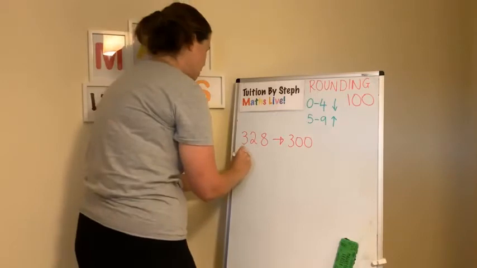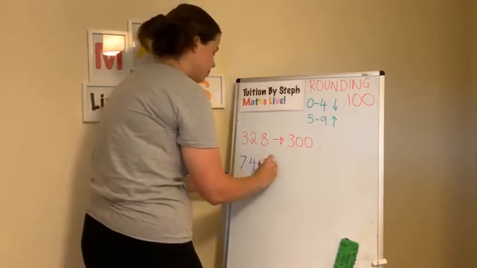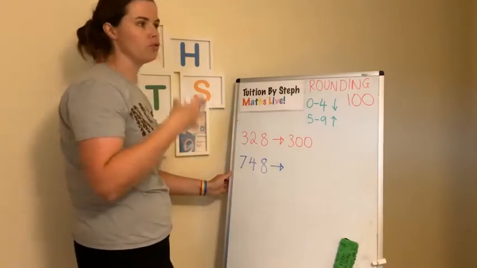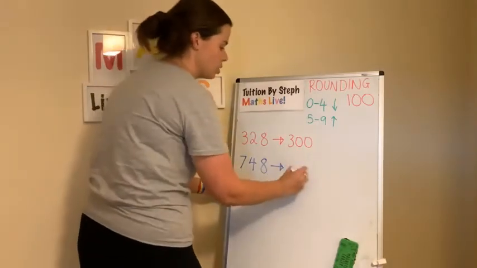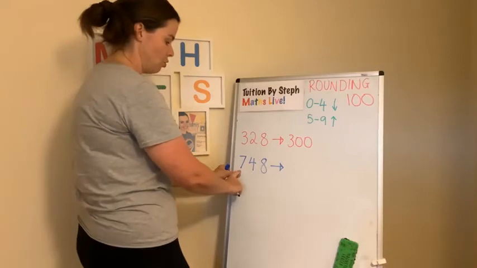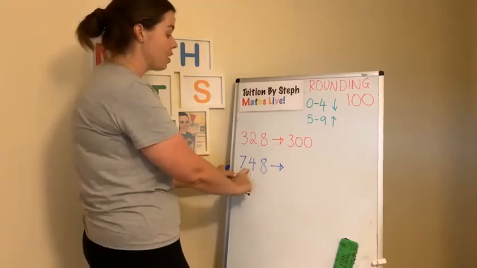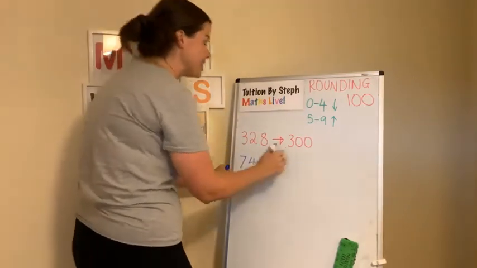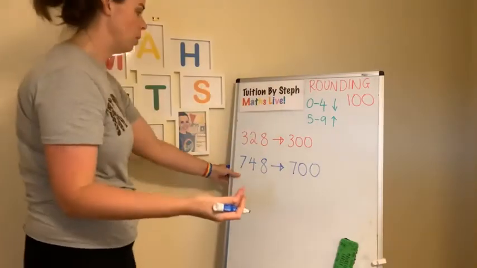Okay, 748. Again, our answer needs to be a multiple of 100, whether it's 300, 700, 900. It has to have 2 zeros at the end. We're currently in the 700s, and the place value to the right is a 4. Now 4 means round down or stick, so we stay in the 700s. We don't round up to the next one.